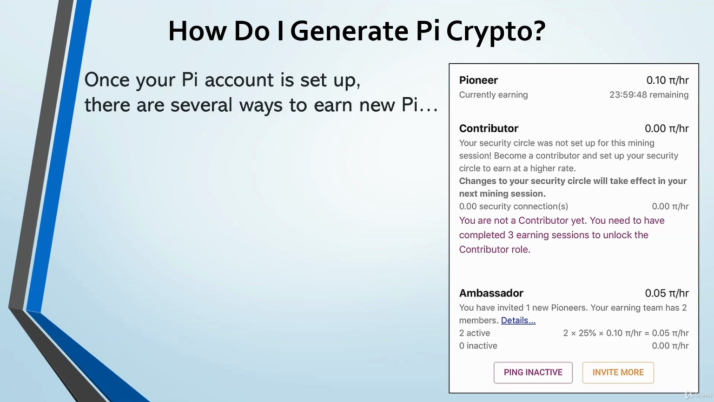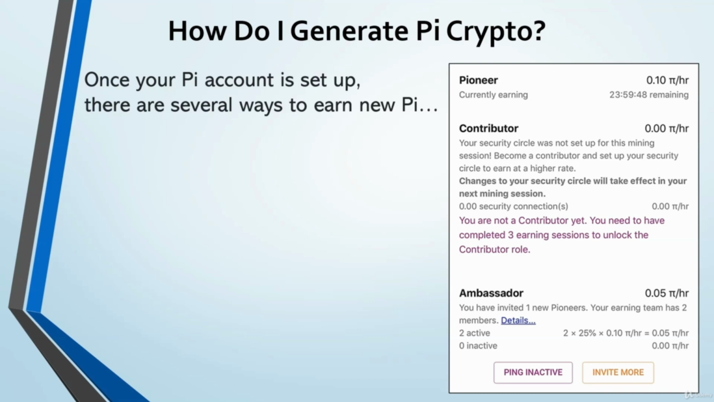That's the second one down, and this is where you set up a security circle. After 3 earning sessions, which is basically 3 days of you clicking that one button, you qualify to be a contributor, and now you can bring people in that you've recruited, and you can have them be part of your security circle. This helps the mining process to be more secure, and it also gives you more Pi per hour.